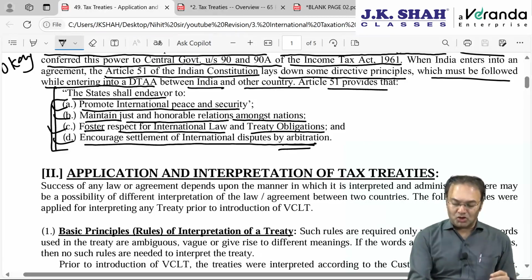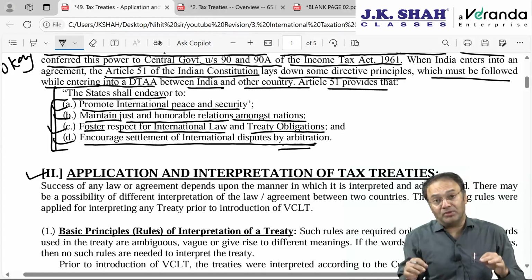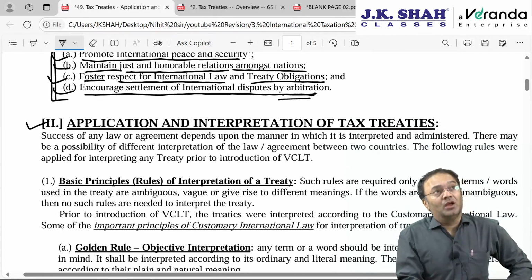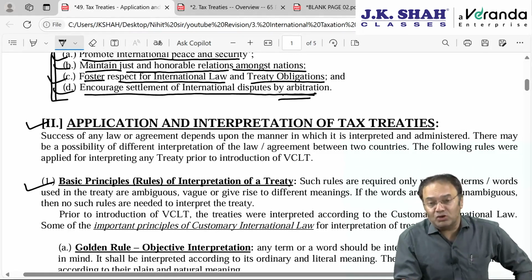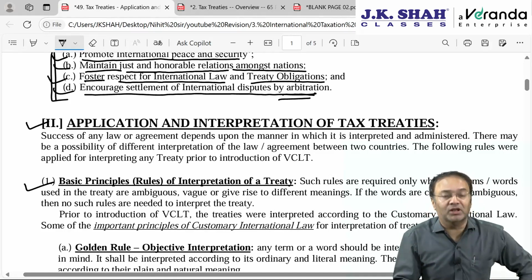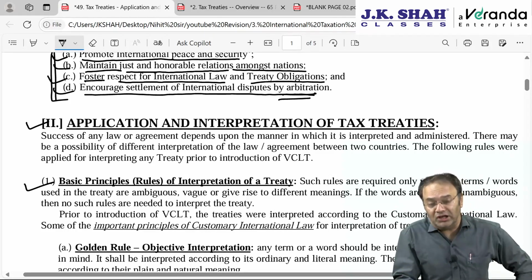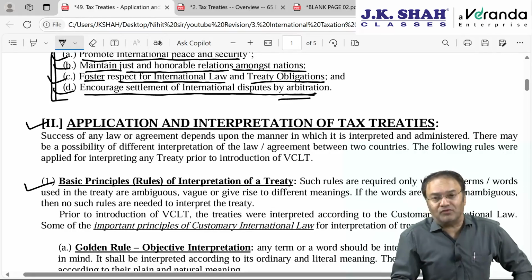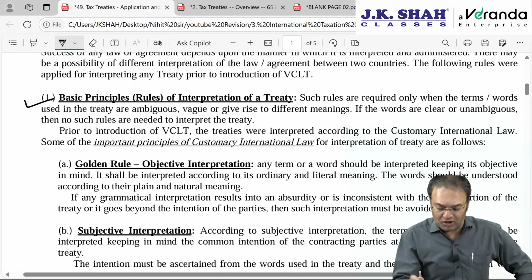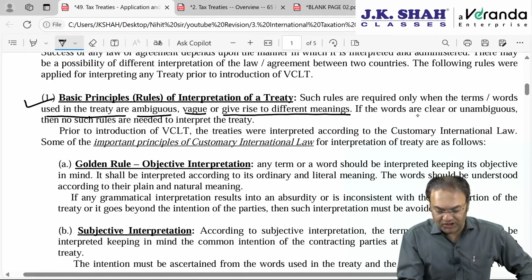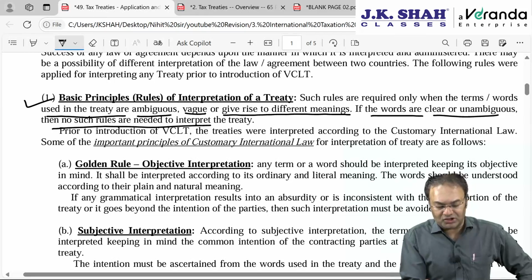Now the next is application of treaty. Application and interpretation both combined together. As far as interpretation is concerned, there are some basic principles. These basic rules, which can be called customary principles, are required only when the language used in the treaty, any kind of treaty, is ambiguous or giving rise to 2 different types of interpretation. If the language is very clear and unambiguous, then all these rules are not required. When the language used in a treaty is ambiguous, vague, and gives rise to different meanings, these rules are needed; if the words are clear and unambiguous, then no such rules are needed.